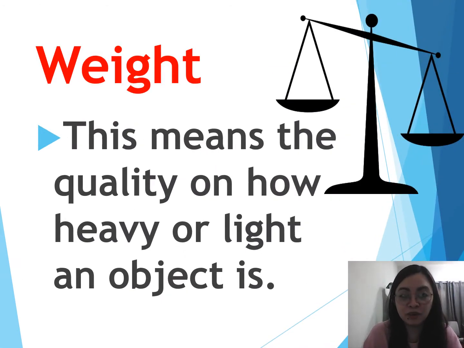Okay, so before we can start our lesson, let us first define what we mean by weight. When we say weight, kids, this means the quality of how heavy or light an object is. Normally we determine the weight to know if the object is heavy or light. Or we use a weighing scale to measure the weight of the object, how heavy it is or how light it is.